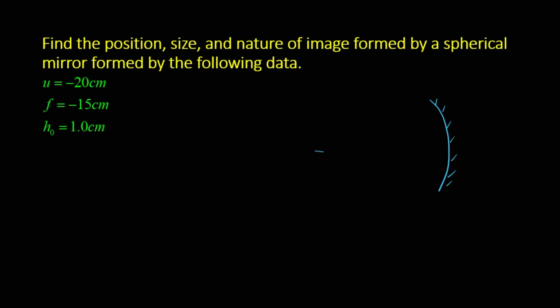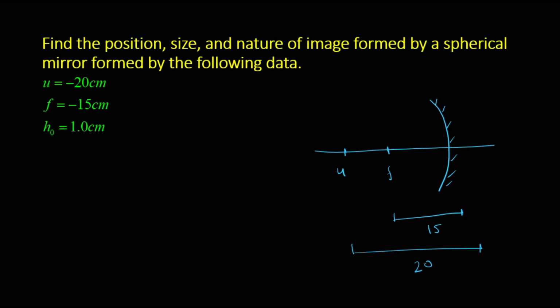So from seeing the value of focal length, it may be positive or negative. If it is positive, then it is a convex mirror, and if it is negative, then this is a concave mirror. So f is equal to minus 15 centimeter, and u is minus 20 centimeter, and h naught is equal to 1.0.